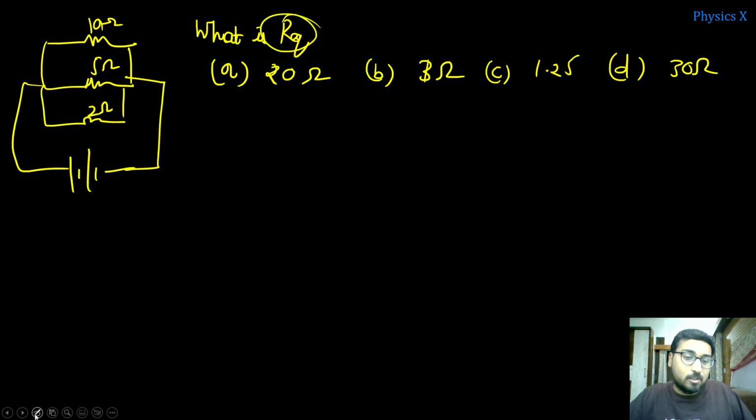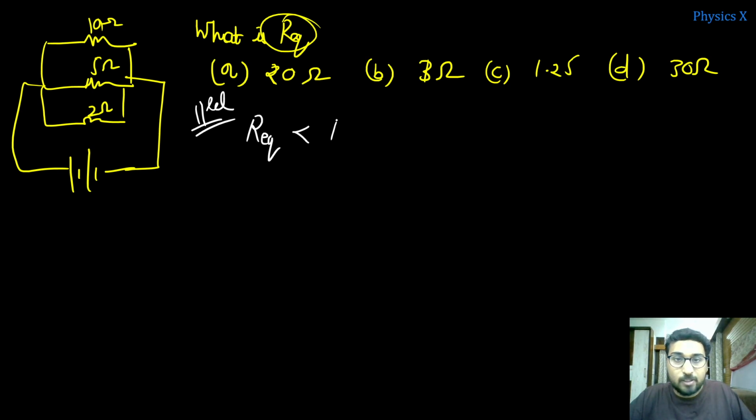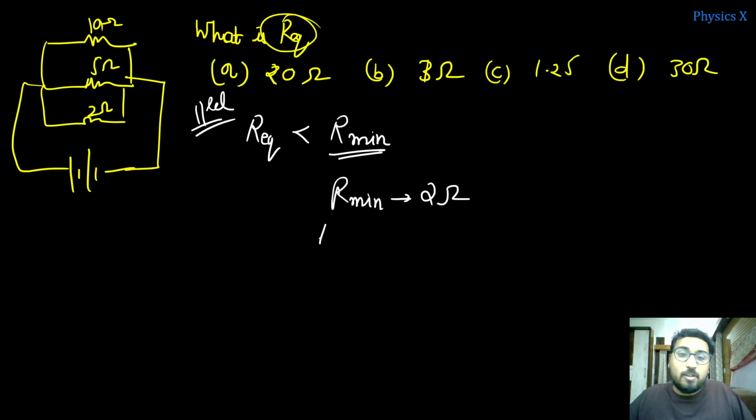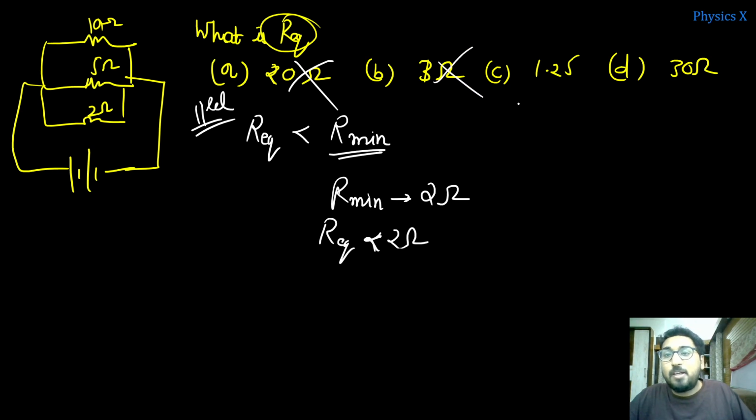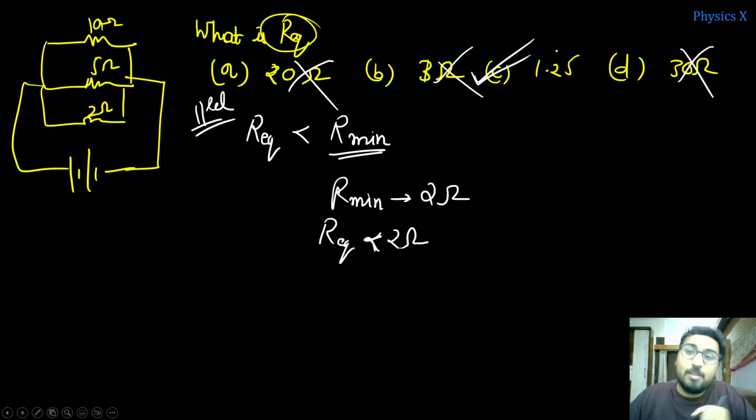You know this relation, that R equivalent in a parallel combination. First of all, this must be a parallel combination. In parallel combination, R equivalent is less than the minimum value of the individual resistance. So R minimum in this combination is 2 ohms, so obviously R equivalent is going to be less than 2 ohms. So in these options, this is eliminated, this is eliminated, this is eliminated. Only one left is this, so you can easily mark this.